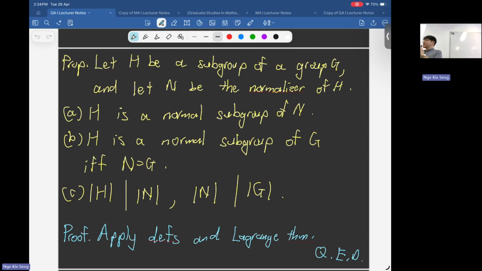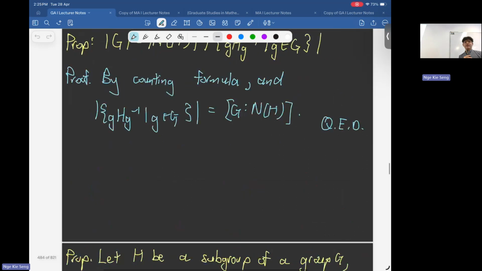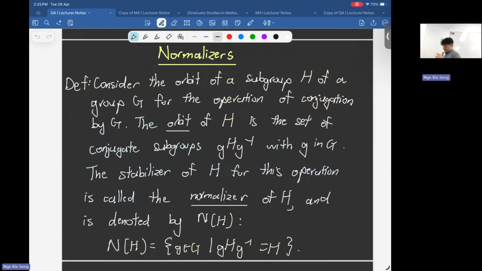Oh yeah, right. You mentioned the left-right concept, right? As you go back and check, it is the same G you use, right? I remember. Okay, good. Any questions so far about normalizer? I think the most important definition is this one.